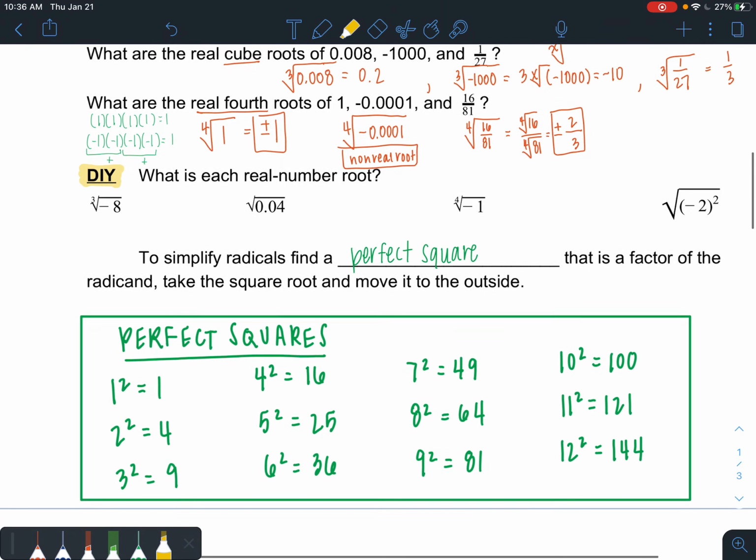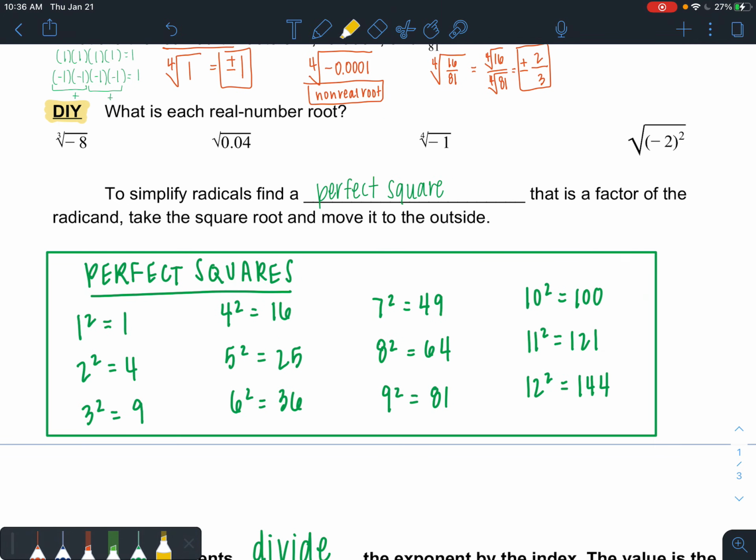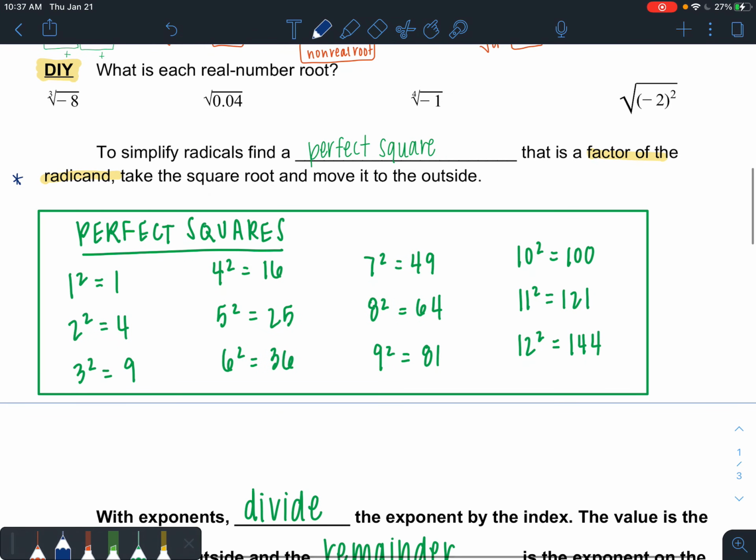All right, next up, it says to simplify radicals, we're going to find a perfect square that's a factor of the radicand. That's important, factor of the radicand, which means it needs to multiply. And then we're going to take the square root and move it to the outside. Okay, so pause, write those down.